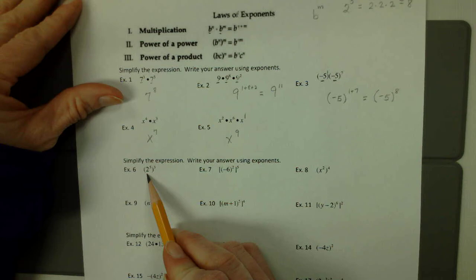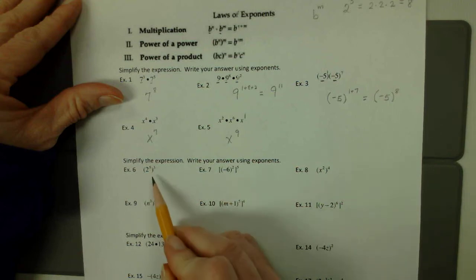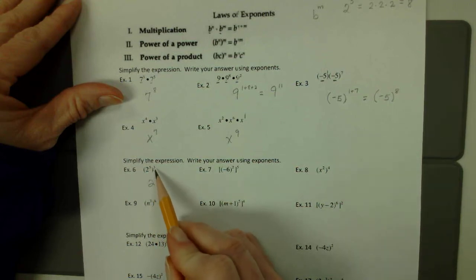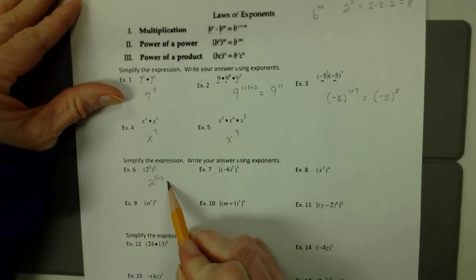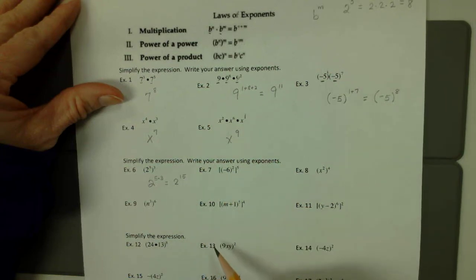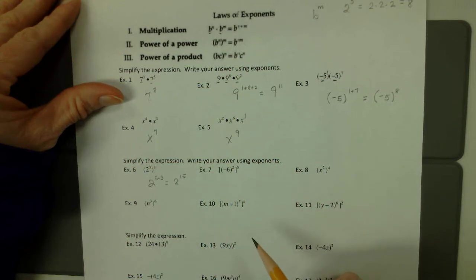This is a base 2 raised to the 5th power, and all that's raised to the 3rd power. So we have a power that's raised to another power. The base stays the same, so we leave it at 2, and this time we multiply. We're going to take 5 times 3. So that's going to be 2 to the 15th power. 5 times 3 is 15. And again, don't multiply that out, just leave your answer with an exponent.